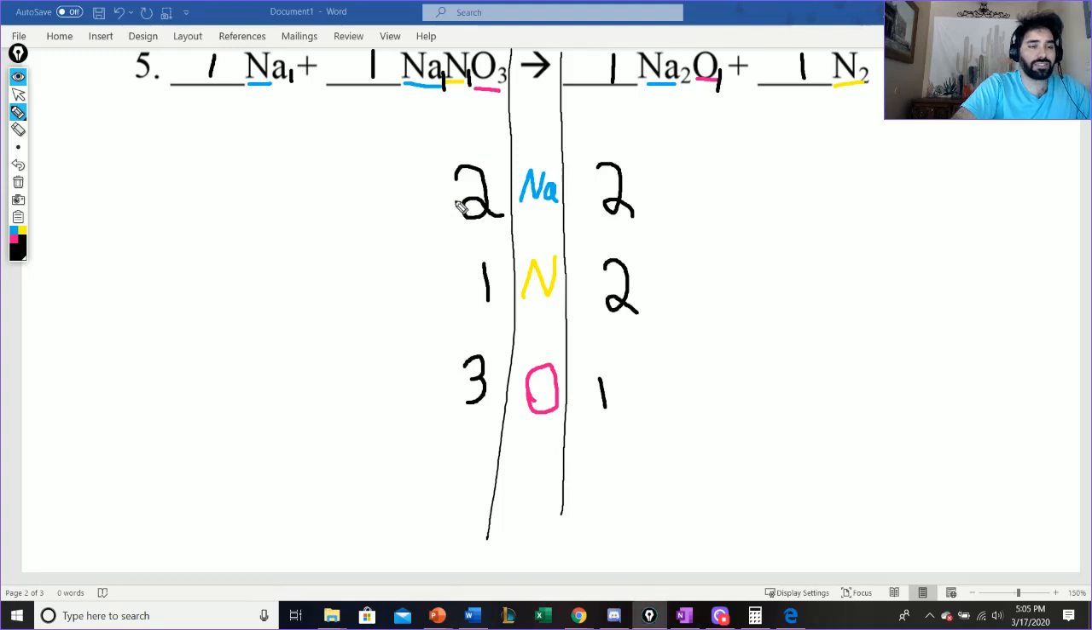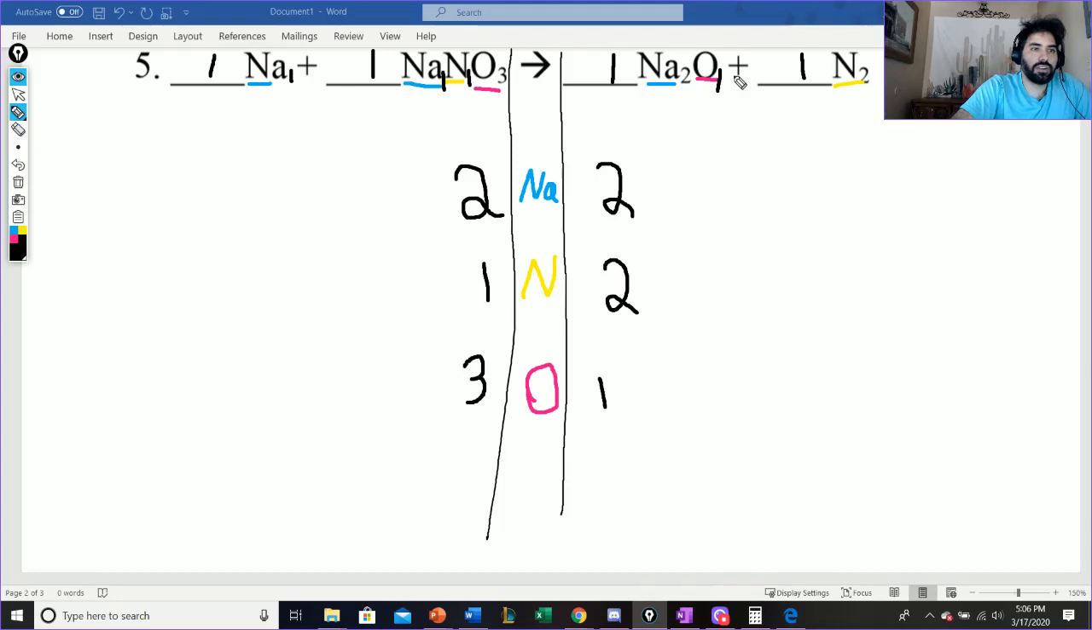And I have 1 times 2, I have 2 nitrogens. So sodium is actually balanced. So I'm going to ignore sodium for now. I see nitrogen by itself right here. Maybe I'll save that for last. Let's just save that for last. And so I'll move on to oxygen. Oxygen is not by itself. It's only one molecule. That's a good place to start.